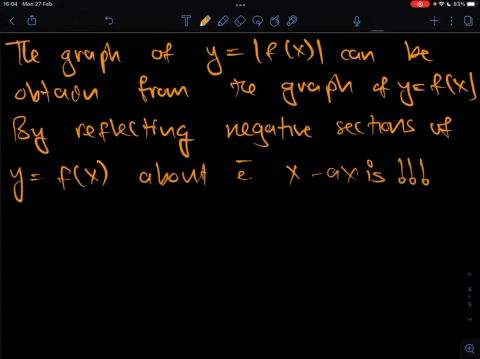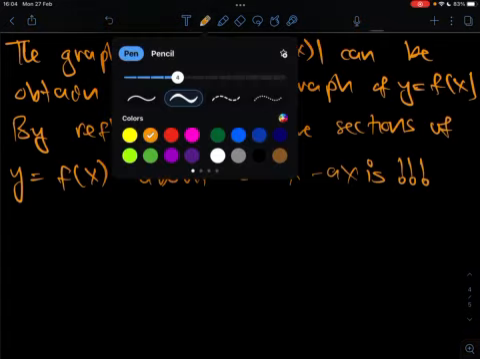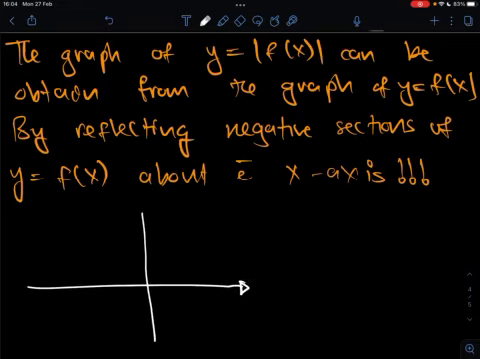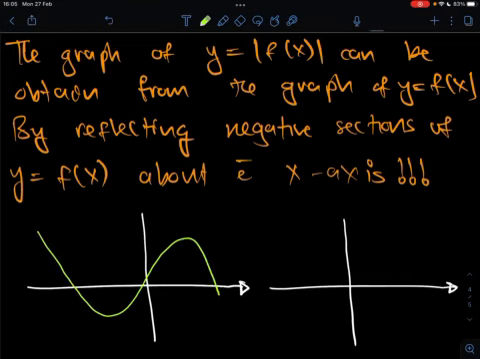So what exactly are we trying to say here? Let's try to give some illustration. Suppose you have the following graph on the left. And this is the graph of f of x. And the question now is, how can you deduce the graph of the absolute of f of x from the one of f of x that we have here?